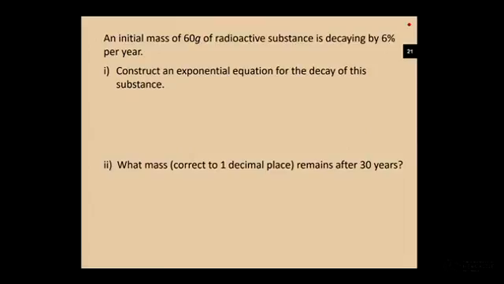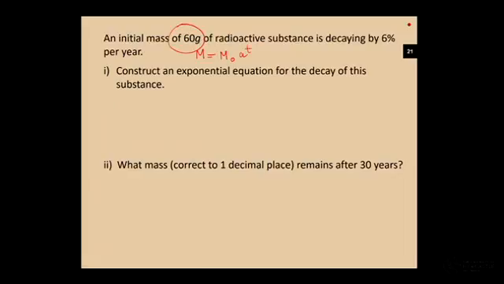This is the lecture example. Something like this will come at you: an initial mass of 60 grams. It doesn't matter which letter you use. P is often used for population, and when it comes to this, a lot of people use M. It does not really matter. So M is equal to M0 times A to the T.